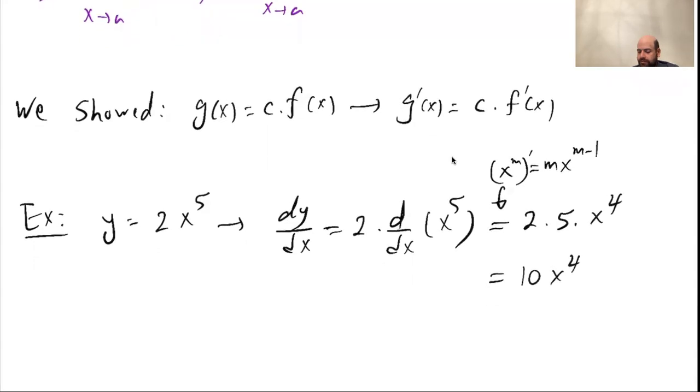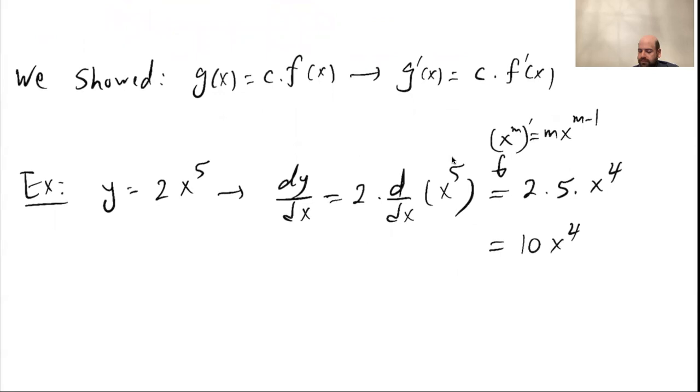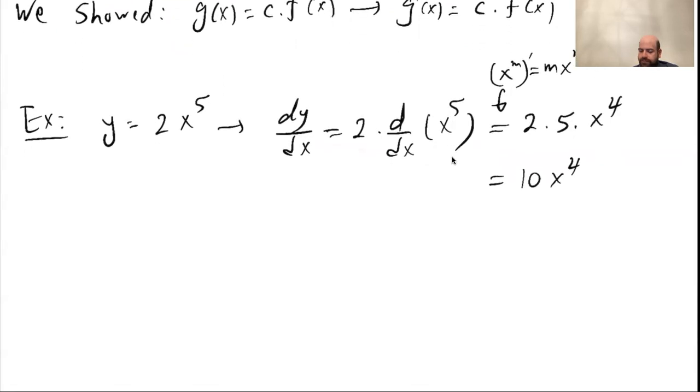X to the power m, derivative is m x to the power m minus 1. So x to the power 5, derivative is 5x to the power 4. And then 2 times that will be 10x to the power 4.